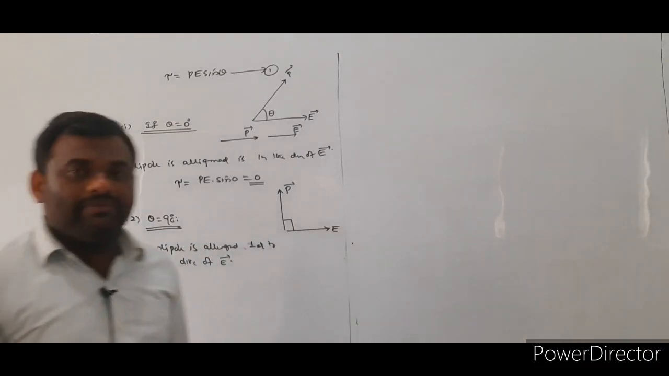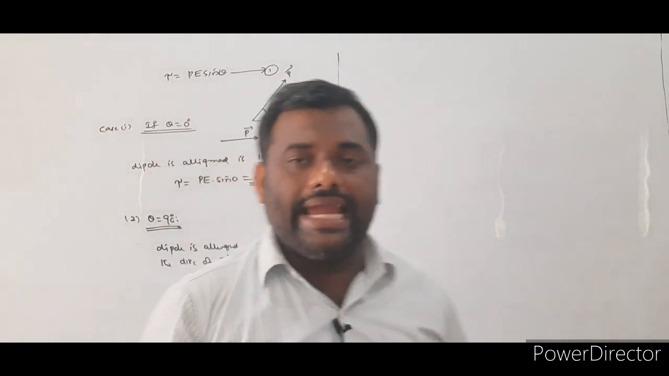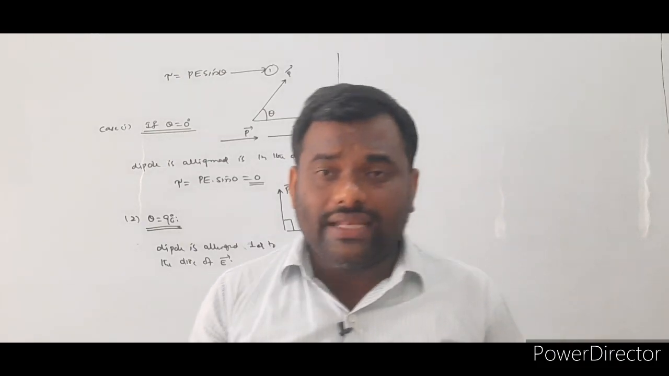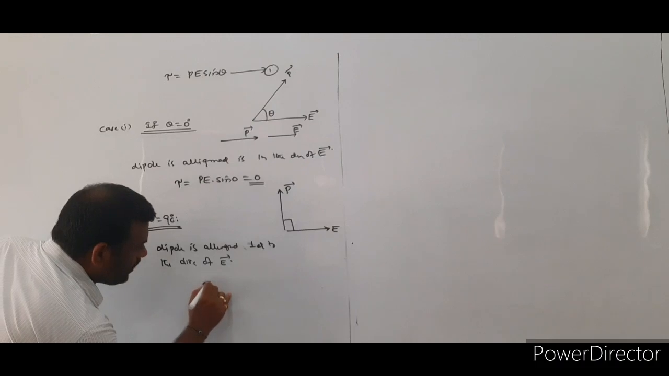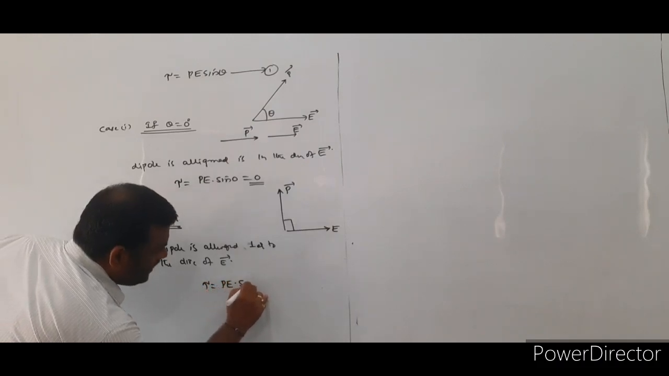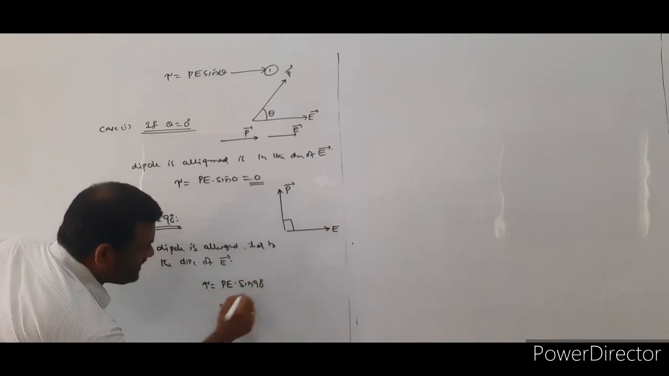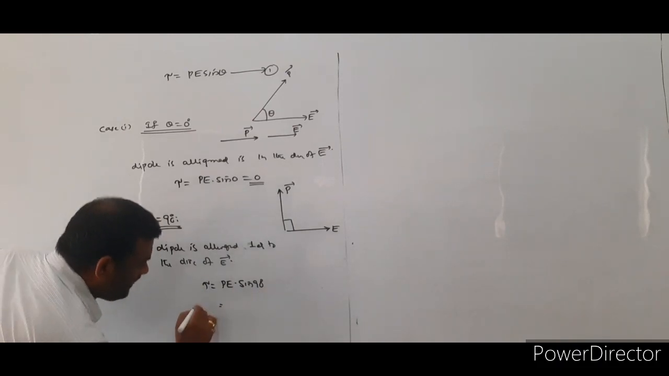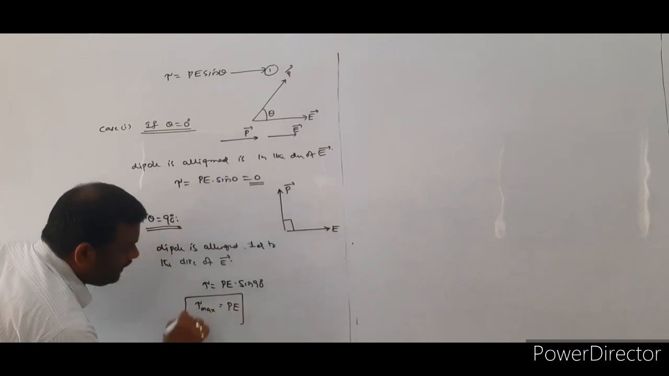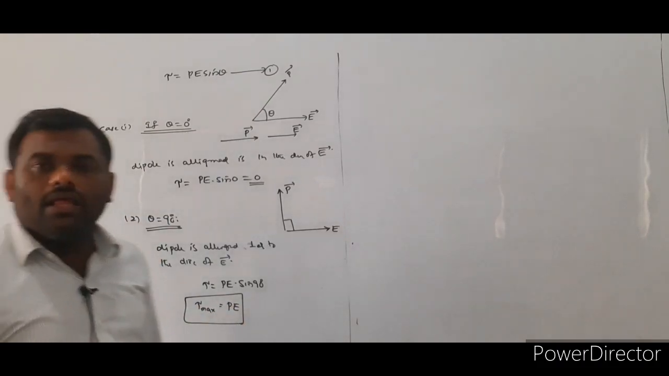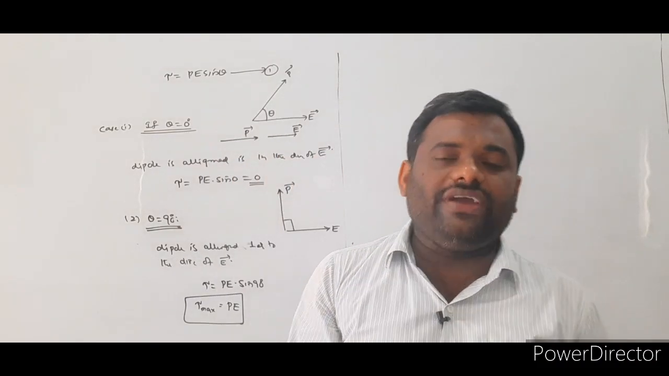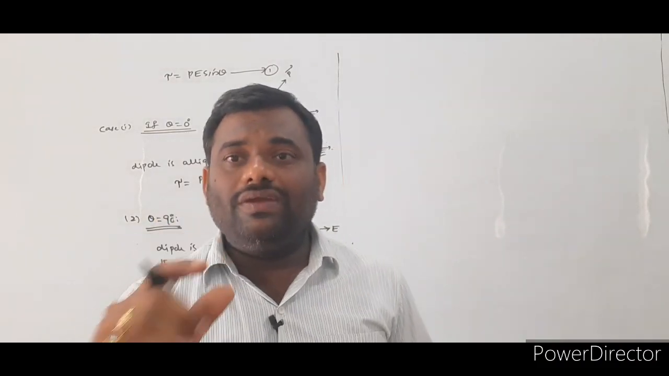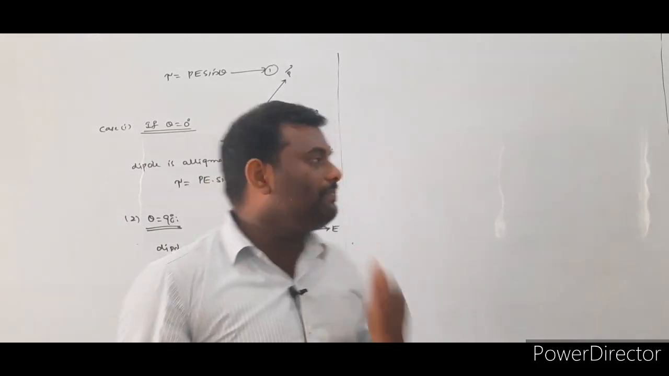Theta is equal to 90 means the given dipole will be aligned perpendicular to the direction of the given electric field. At that instant, according to the same formula, tau is equal to PE into sine 90 degrees. Sine 90 is equal to 1. Therefore, the torque should be maximum. So whenever the dipole is aligned perpendicular to the direction of the given electric field, the dipole will experience the maximum torque.